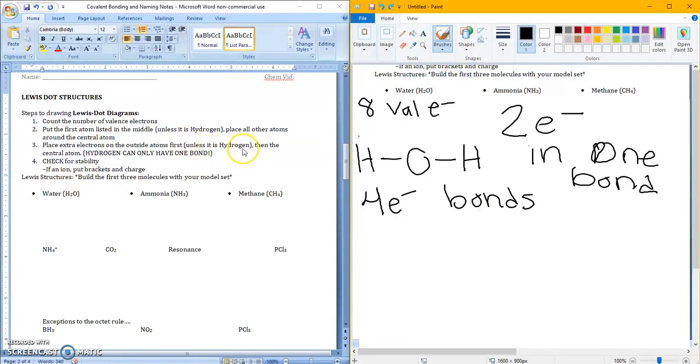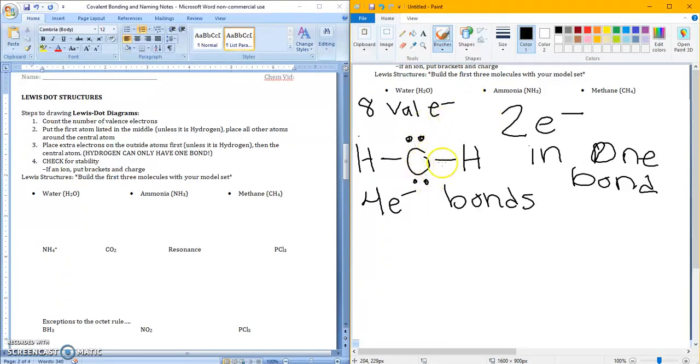Unless it is hydrogen. So, for emphasis, hydrogen can only have one bond. It can only have 2 electrons because of how small it is. So you'll never put electrons on hydrogen. So since I can't put my extra electrons on hydrogen, I'm going to put them on my central atom, which is oxygen. So I have 4 electrons used in bonds, and I have 8 electrons total, which means I need to put 4 electrons on my central atom, like so.